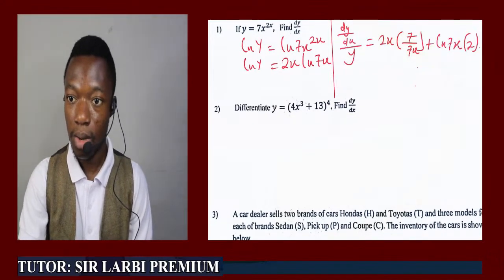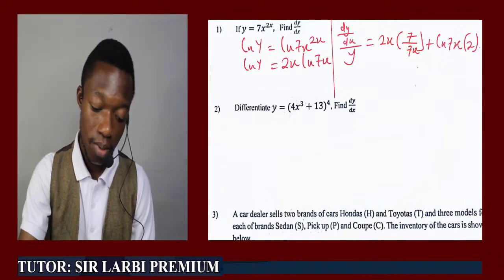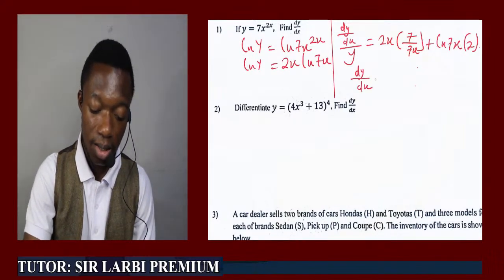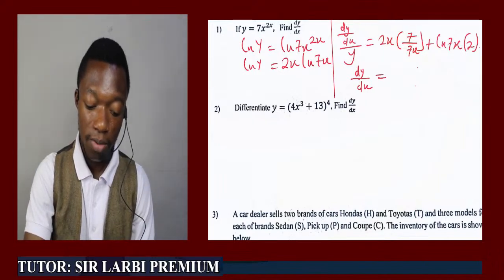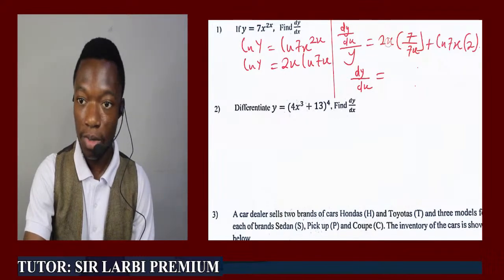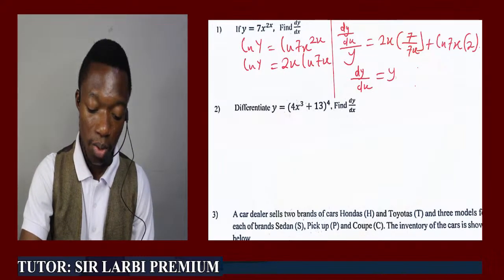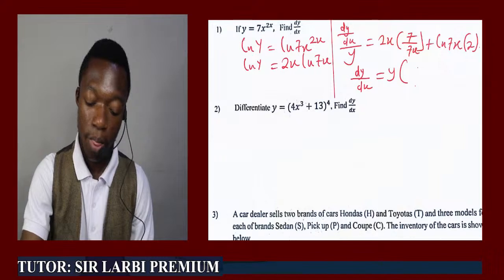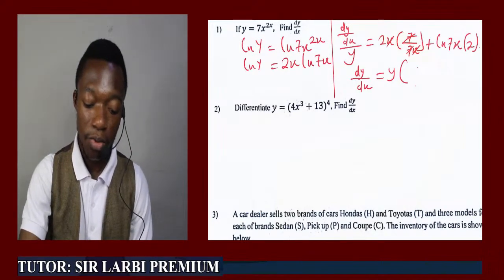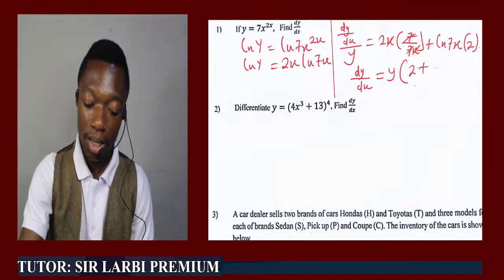Once you are getting this, then we are good to go. So now we can say that dy over dx is supposed to be y multiplied by the whole of this expression. So it becomes y into bracket. Then remember, 7 can cancel 7 here, x can also cancel x here. So we are left with 2 in the bracket, plus, then we have what?